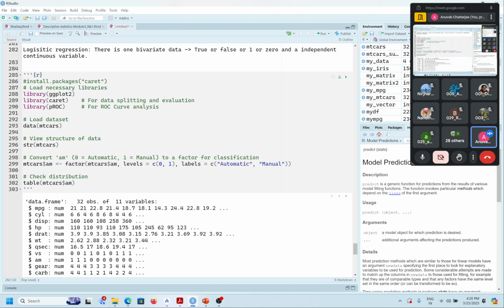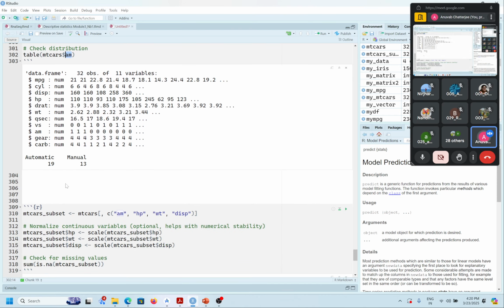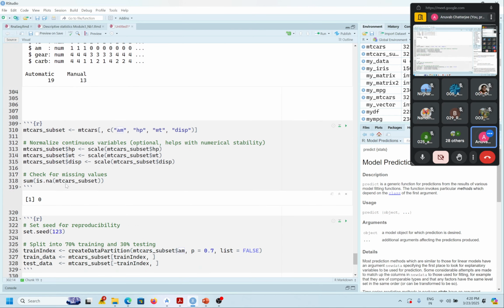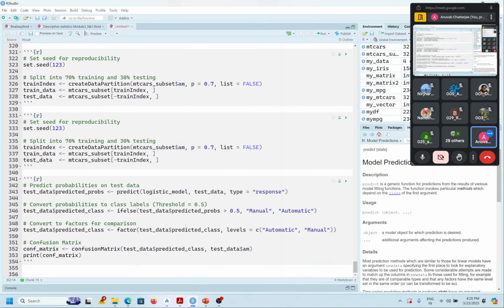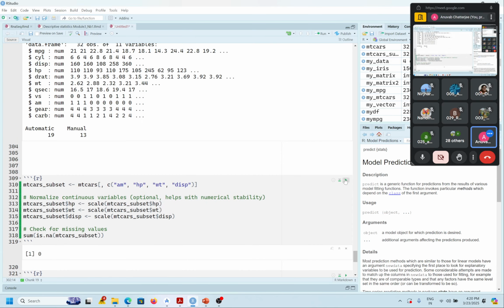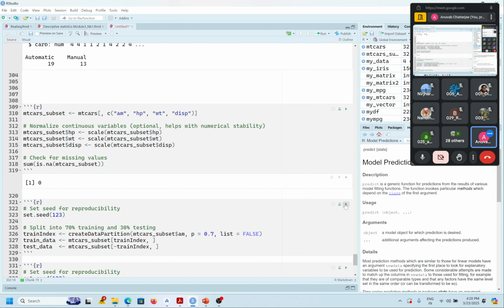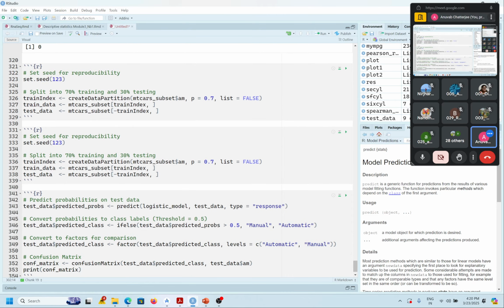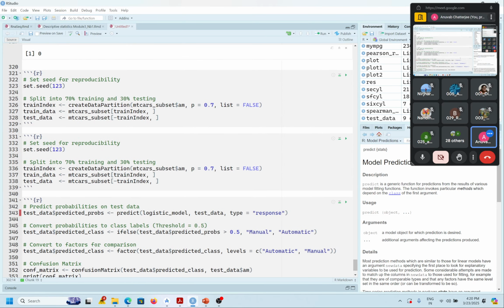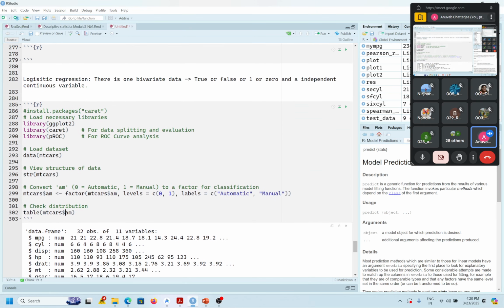We are again using the mtcars dataset, and we are looking at another factor called AM, which is automatic or manual transmission. And using that we have, after a lot of these things, actually I will run all of these. Okay, I have not run something.